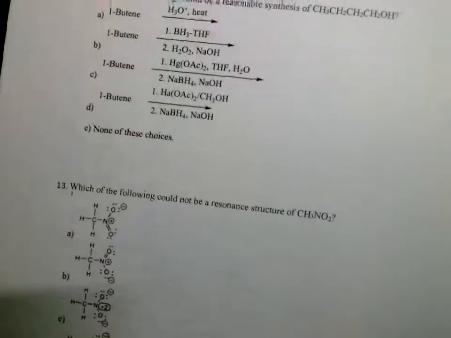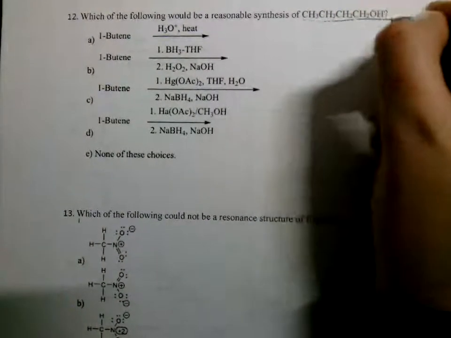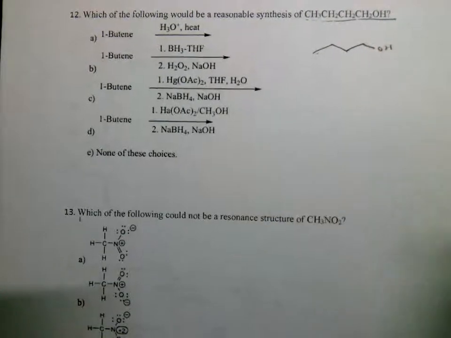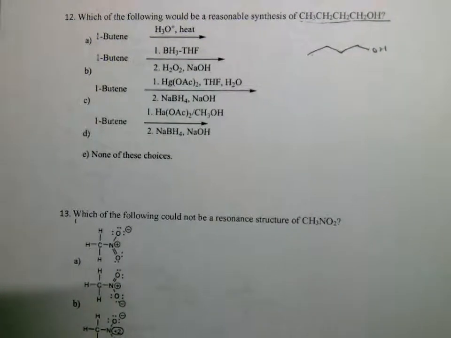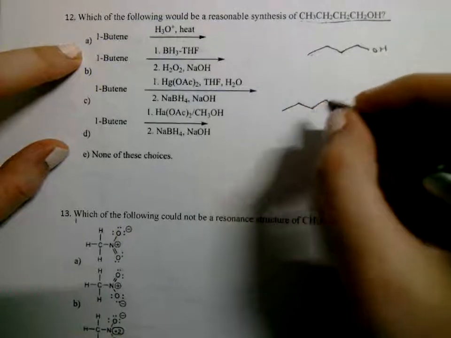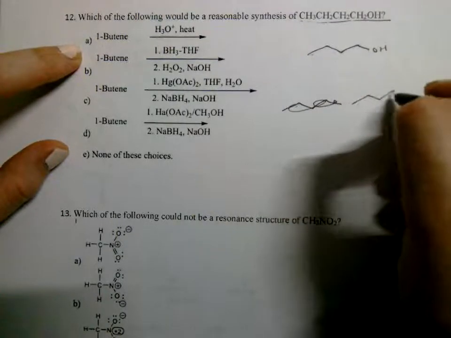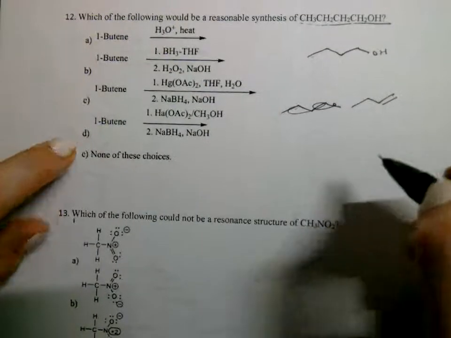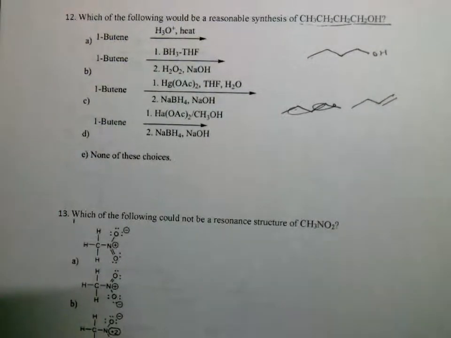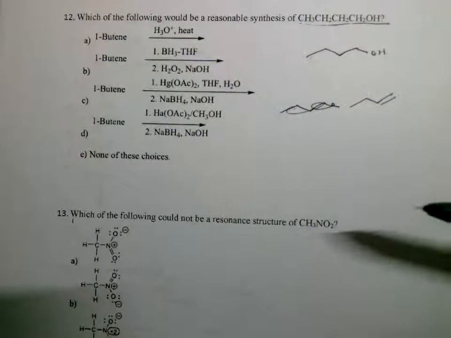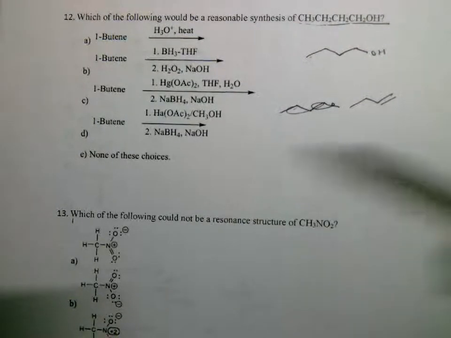Okay, which of the following would be a reasonable synthesis of this thing? So let's see, 1, 2, 3, 4 with an OH. Let's look at all the ways that it has a start. One is 1-butene. Butene is butane, and the -ene indicates that it ends with a double bond. Oh, you know what I just realized? All these start with butene, which is an alkene, so it's probably going to be an addition reaction.